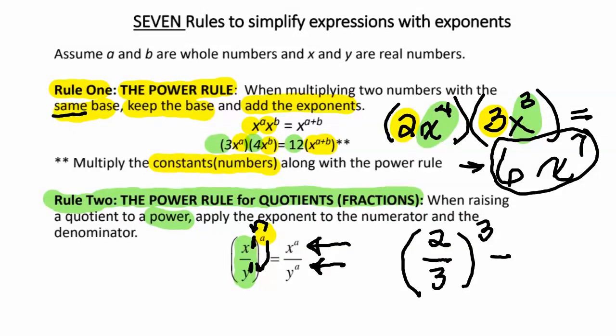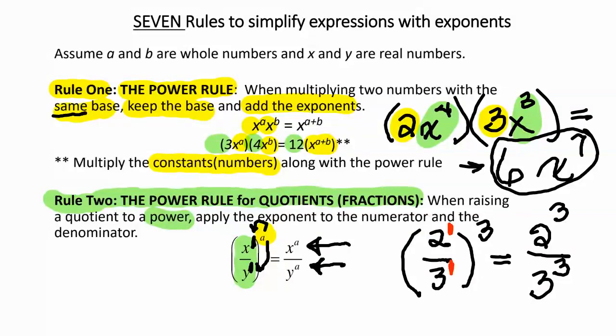Well, this is meaning 2 cubed over 3 cubed. This 2 has a power of 1. This 3 has a power of 1. The exponent on the outside is multiplying by that power of 1 because we're talking about a power rule. Okay, the power rule is dealing with the exponents. And mathematicians don't like to write those number ones.